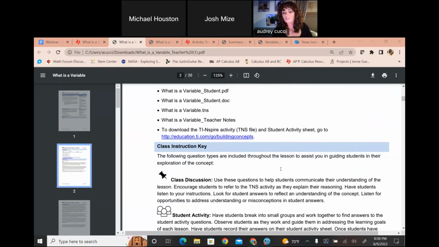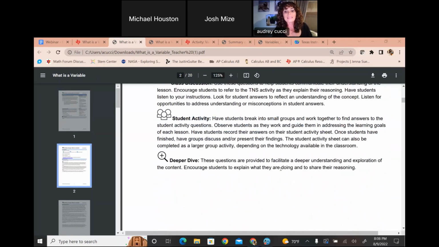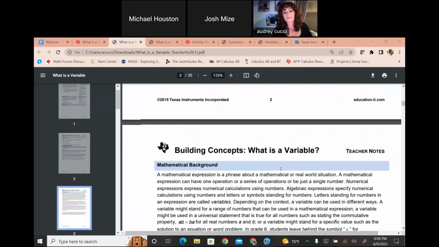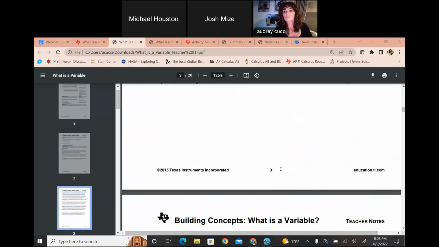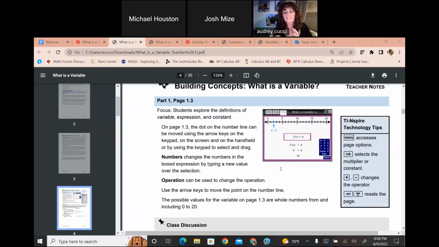And as we continue on page 4, they even give you the tech tips that are needed for this activity, which is really cool. So there's your TI-Nspire tech tips right off to the side. The kids will have to be able to utilize the menu, the tab button, your plus and minus button to change operations, and then control delete to reset a page. So it gives you those TI tech tips right there for the teacher so that you know how to guide your students when you're looking at this document.